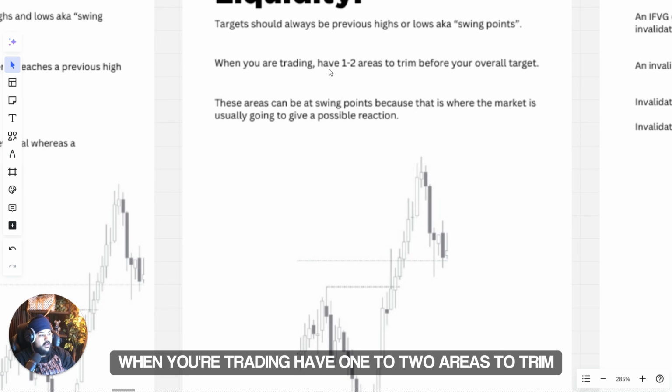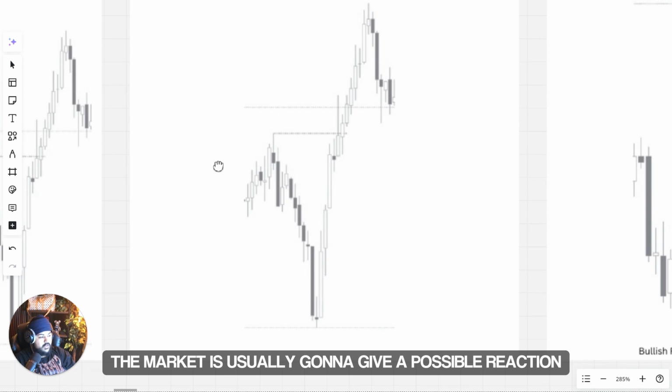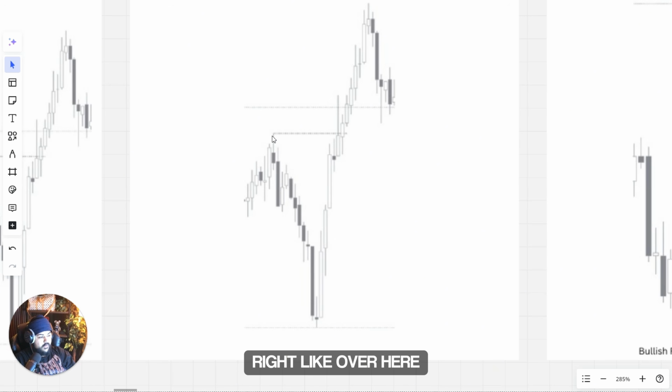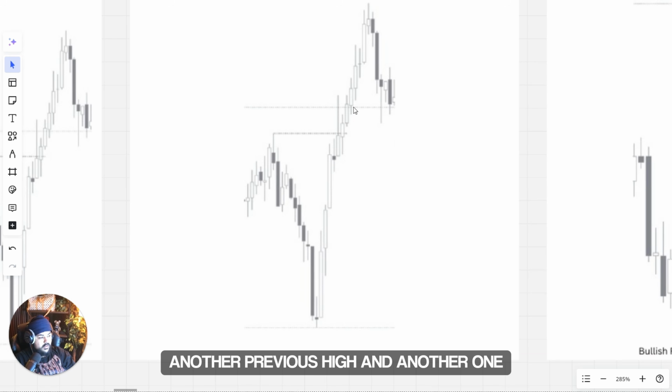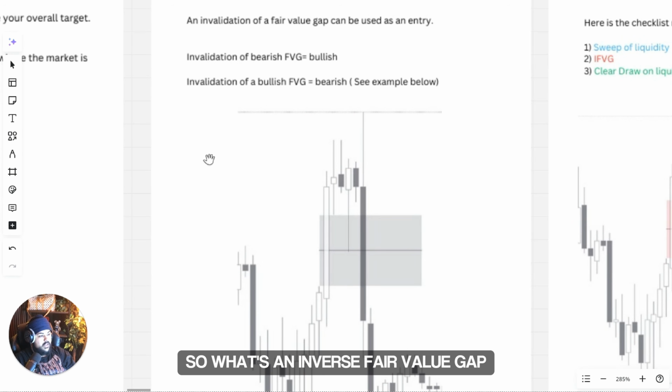When you're trading, have 1 to 2 areas to trim before your overall target. These areas can be at swing points because that's where the market is usually going to give a possible reaction, right? Like over here, we had this previous high here, another previous high, and another one, and you would take profits at these lines.